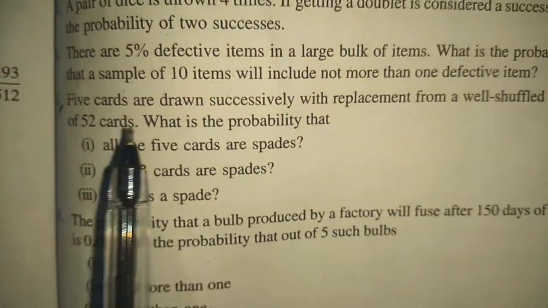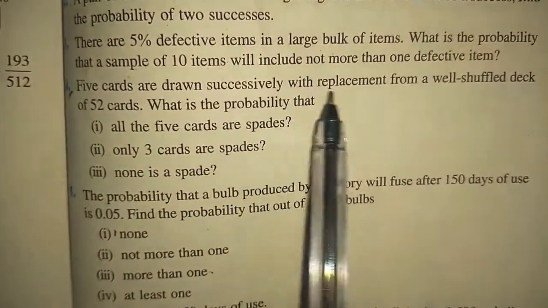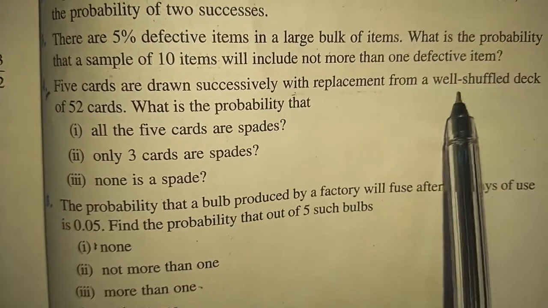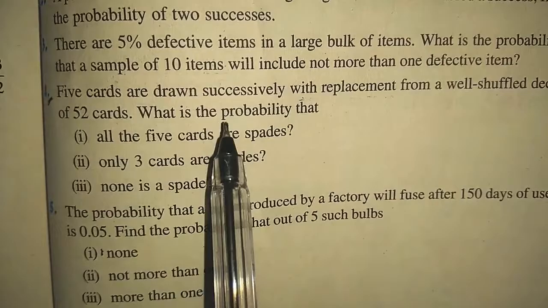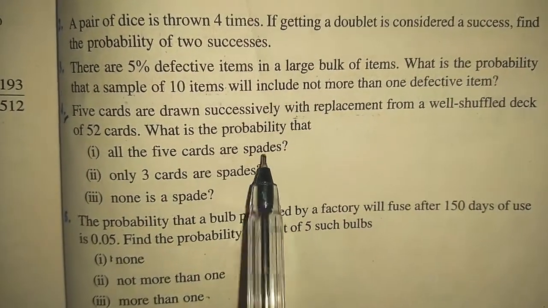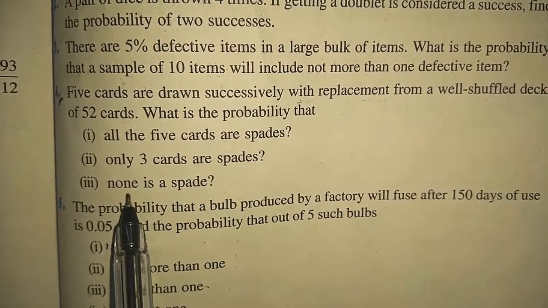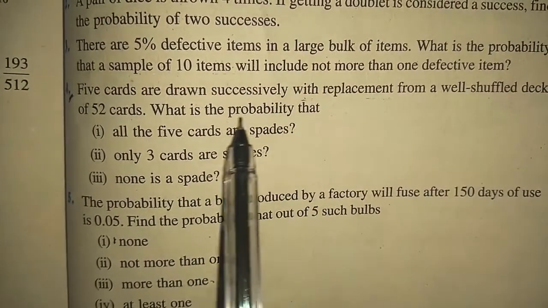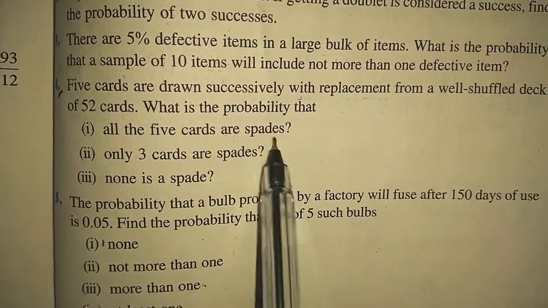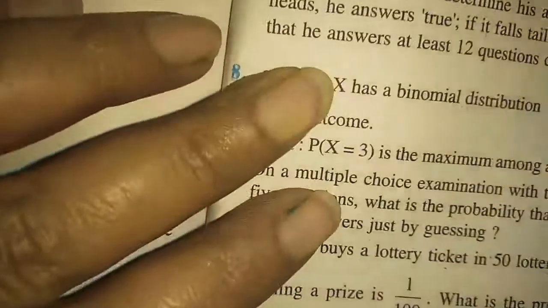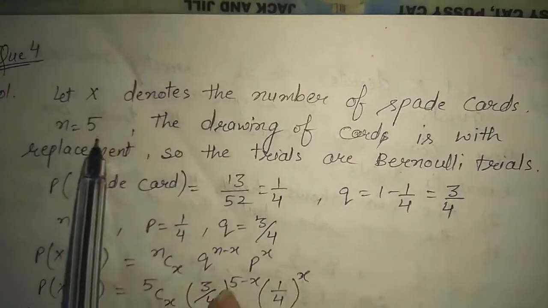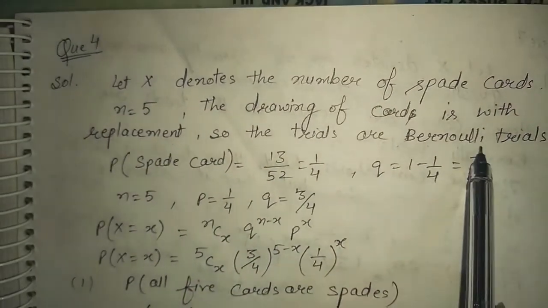Now question number 4. 5 cards are drawn successively with replacement from a well-shuffled deck of 52 cards. What is the probability that all the 5 cards are spades, only 3 cards are spades, and none is a spade? So we will take the probability of success as a spade card, because we have to find spade cards. This is also Bernoulli's trial, because the number is finite and with replacement.